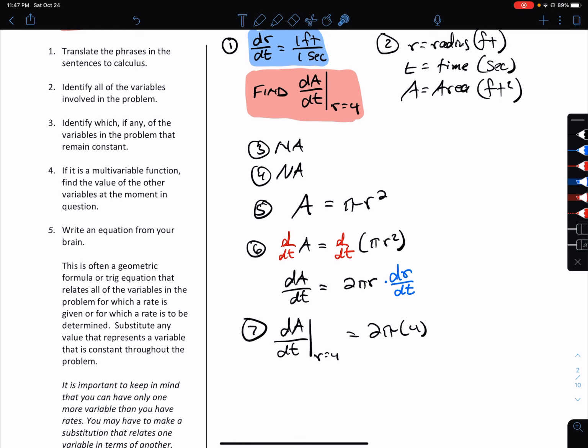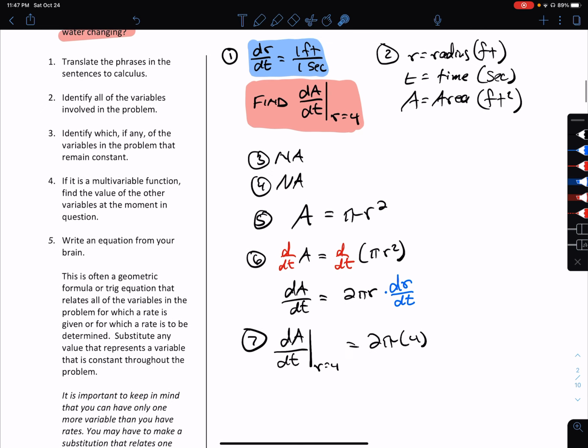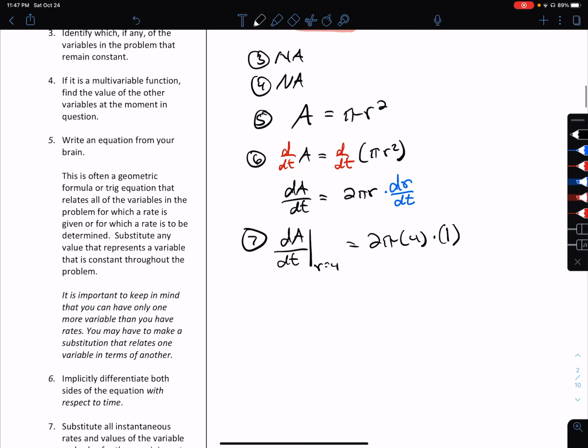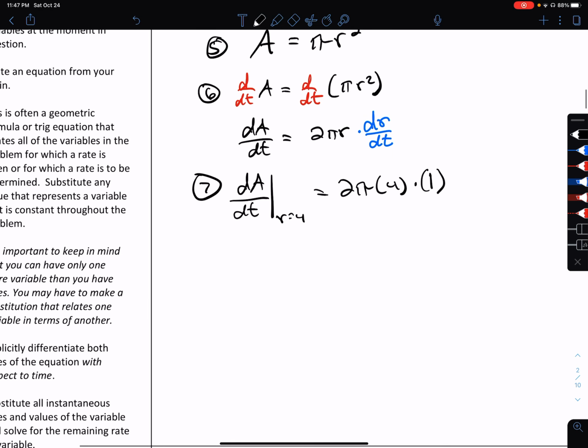And if we're fortunate enough to know what the change of the radius is with respect to time, we sure are. We're told that right here. We can plug that in and get that that is 1 foot per second. If you were to simplify this just a nubbin, you would get 8 pi.